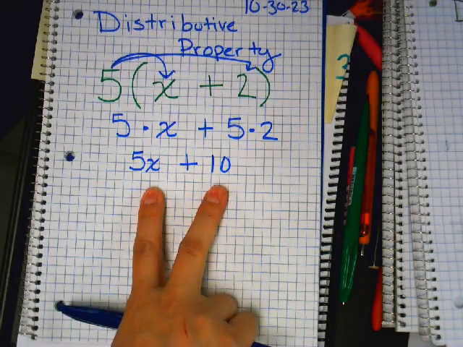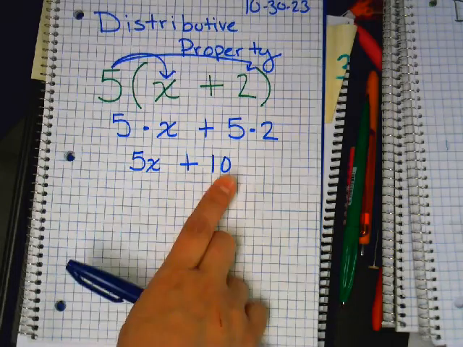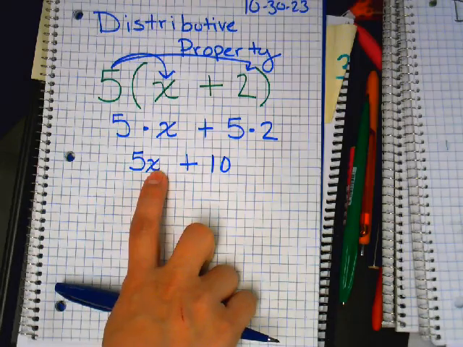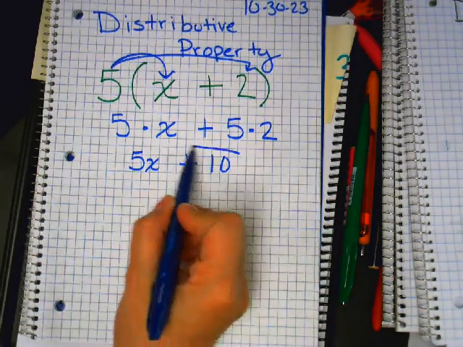No. Does anybody know why? Oh, because it doesn't have an X. This one has an X. This one has not. So we cannot put them together. This means something completely different. This is actually not 5. It's a mystery number. This is our answer.